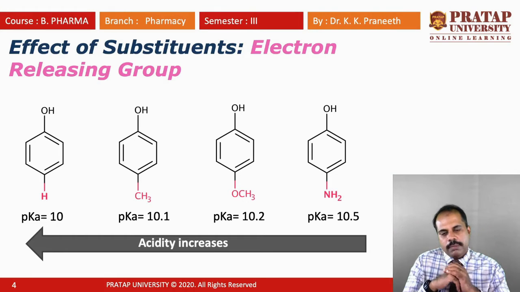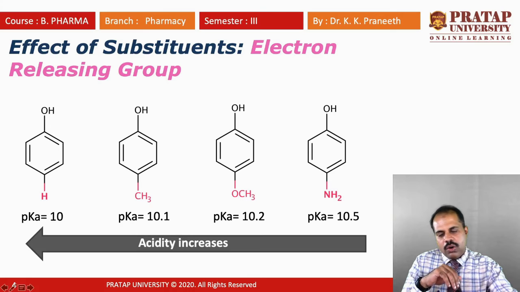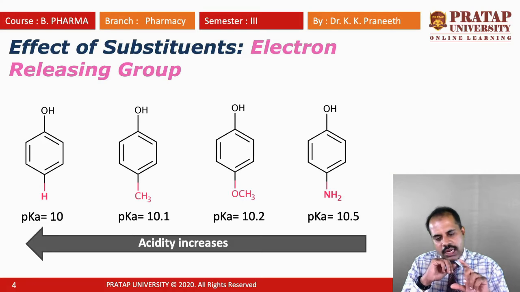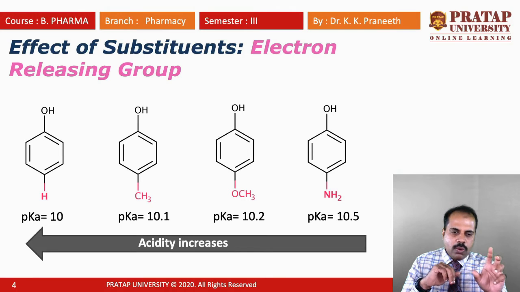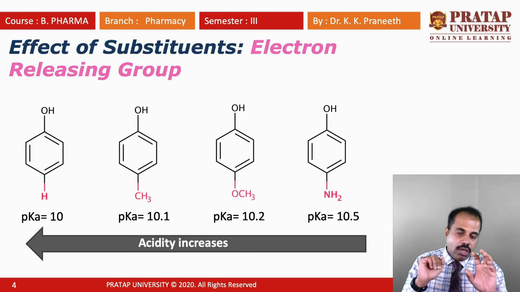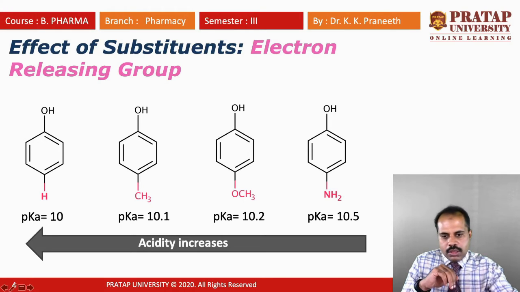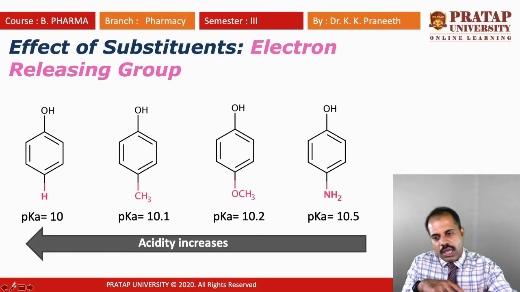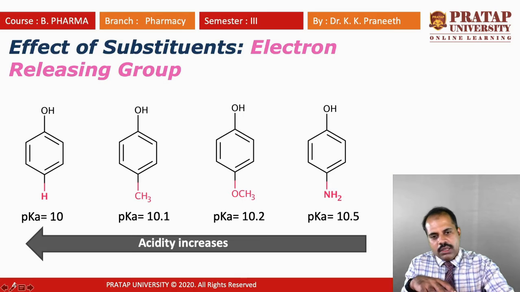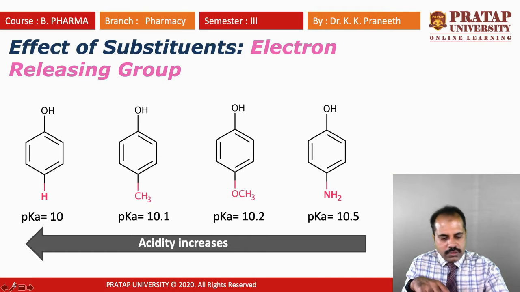acidity will decrease. Another example is a strong electron donating group installed on the phenyl ring, the methoxy group. Here, the pKa value is slightly increased again, it's 10.2 now. Finally, in the case of the amino group, NH2, a very strong electron donating or electron releasing group, the pKa is increased to 10.5. So pKa increases, acidity decreases. The arrow shows the opposite trend. So if pKa is less, acidity will be increased.